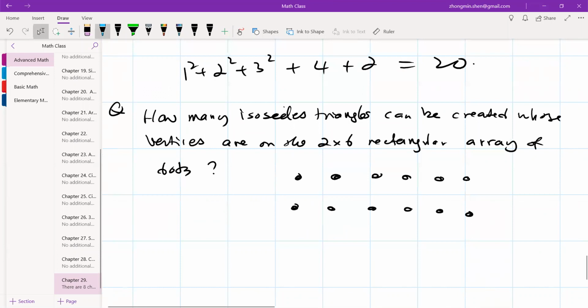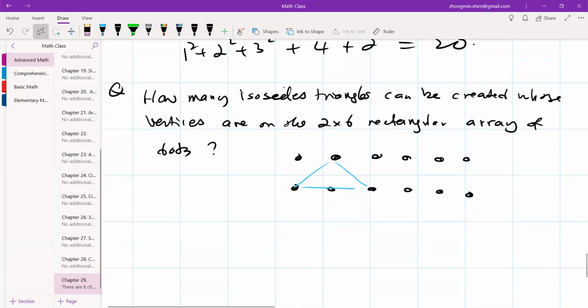Okay, so let me draw the picture. The possible isosceles triangle is like this. This is one of the isosceles triangles. So you have to figure out what are the possible sizes of the isosceles triangle you're going to get. Then you count one by one.